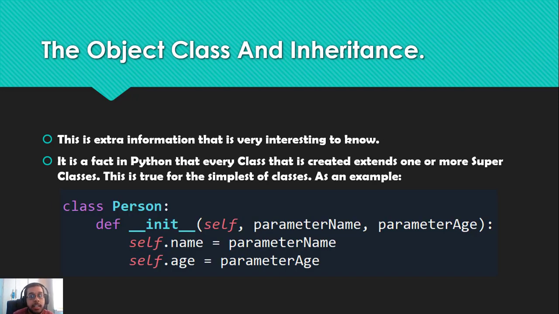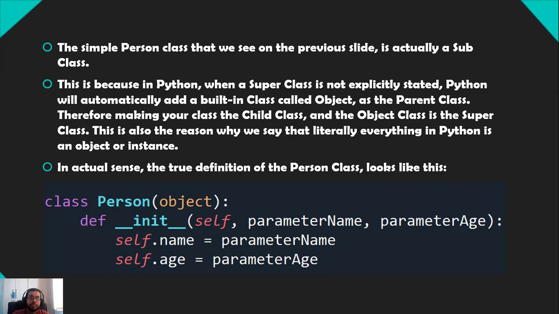The object class and inheritance. This is extra information that is very interesting to know. It is a fact in Python that every class that is created extends one or more superclasses. This is true for the simplest of classes. As an example, class Person: define init, self, parameter name, parameter age. self.name is equal to parameter name. self.age is equal to parameter age.